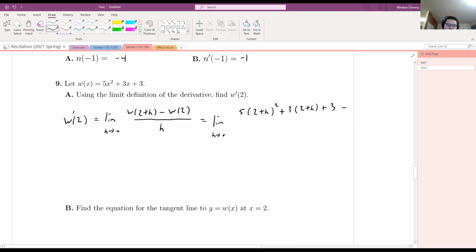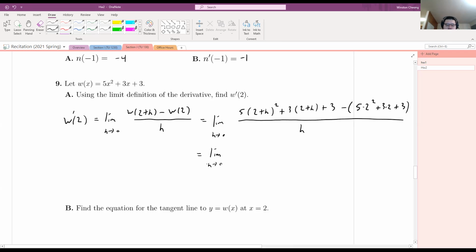Okay. And then for w of 2, well, I'm not going to compute it. I'm just going to slot it in without thinking. So I'm just going to say 5 times 2 squared plus 3 times 2 plus 3. And the reason I'm doing that is because I expect a lot of cancellation. I actually kind of expect that all of these terms are going to cancel with terms in the first expression. Okay.